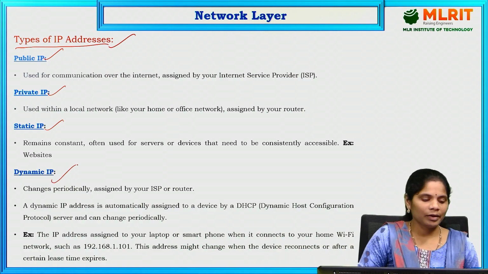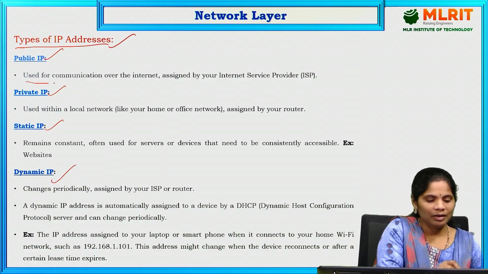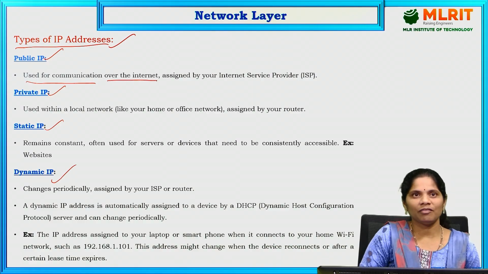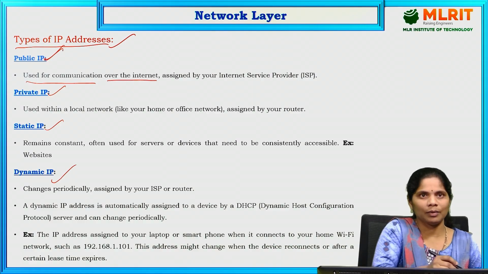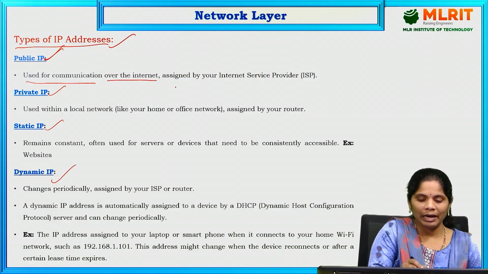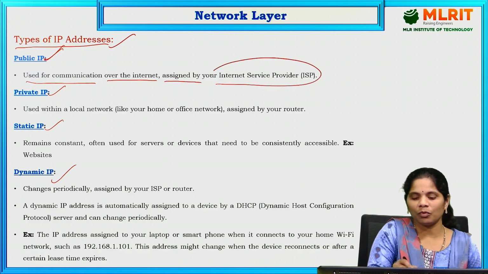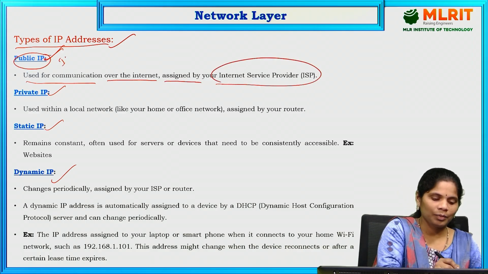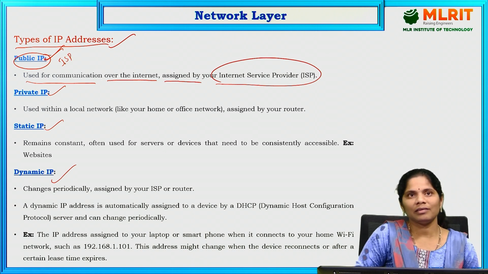What is public IP? Public IP is mainly for the communication over the internet. Over the internet, for the communication, we are going to use the public IP, public internet protocol address. It is assigned by the internet service provider. Who assigns this public IP address? That is assigned by the internet service provider. That is the public IP.